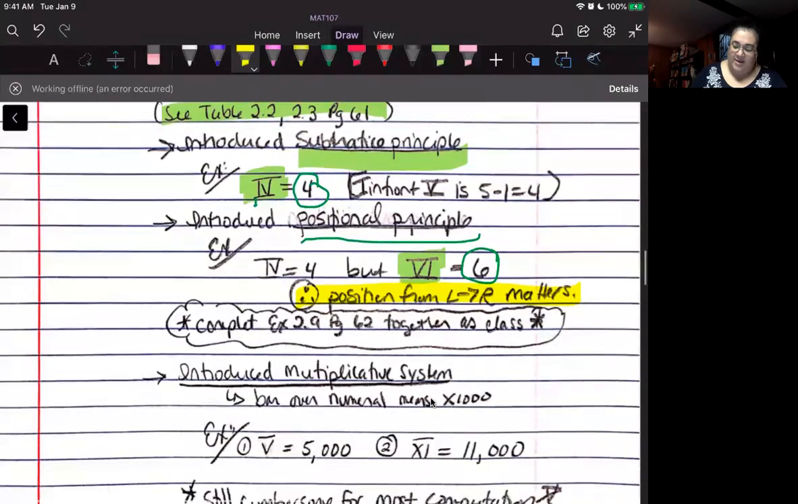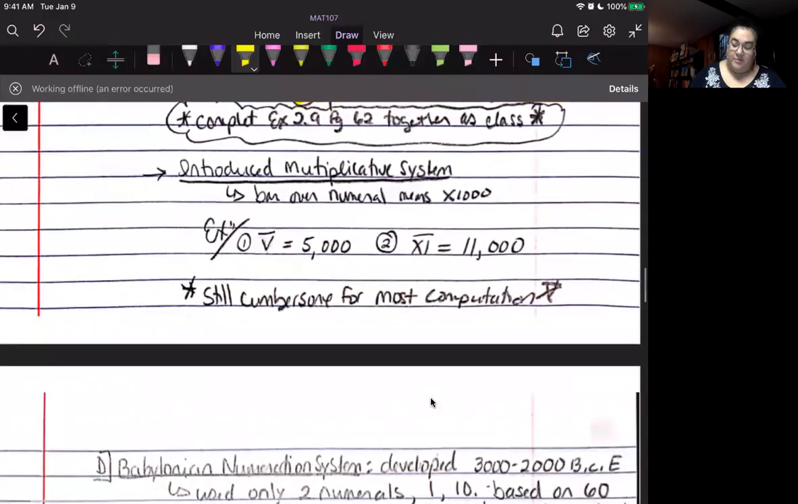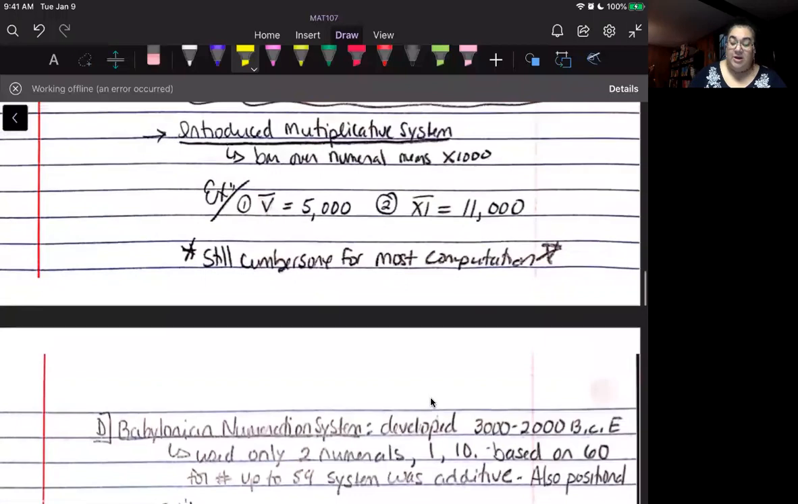All right, let's move on to a multiplicative system. It was also introduced here in the Roman numeral system. They also introduced what was called a multiplicative system, meaning that they came up with this symbol. Here's the definition. You put a bar over a numeral, and it would mean to take that numeral and multiply it by 1,000. So if you took the numeral V for 5, and we're going to look at these examples here, and then you put the bar over it, now you were saying take 5 multiplied by 1,000. So really now this symbol represented the quantity of 5,000.